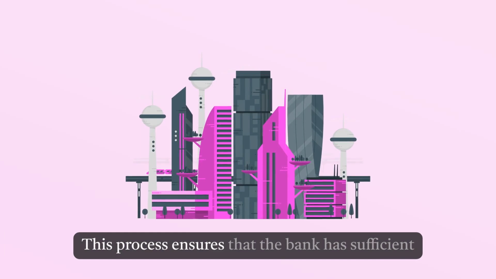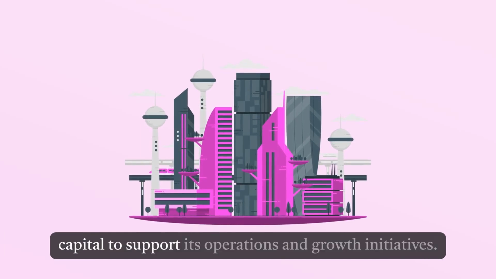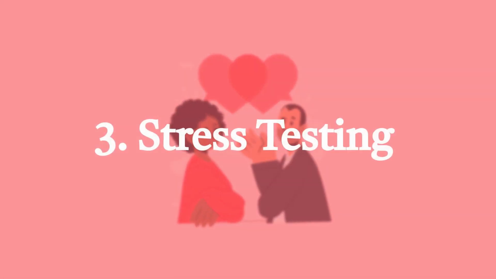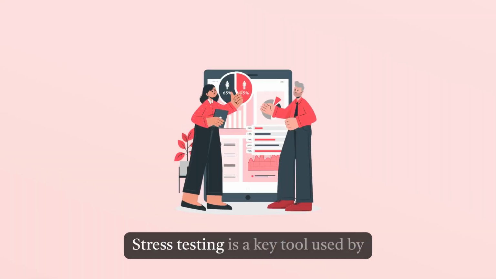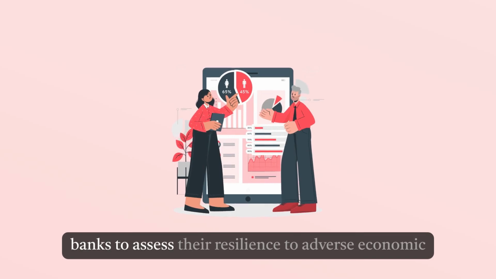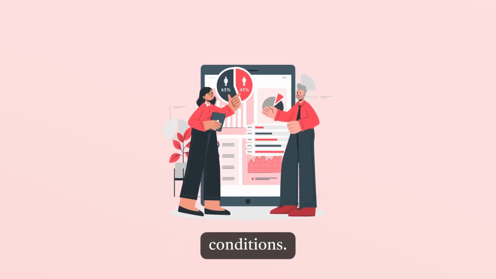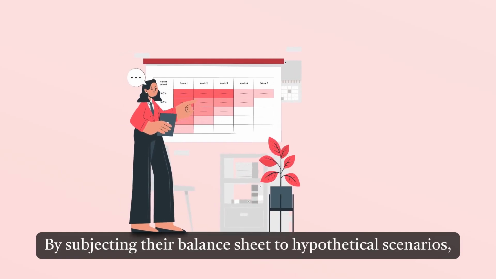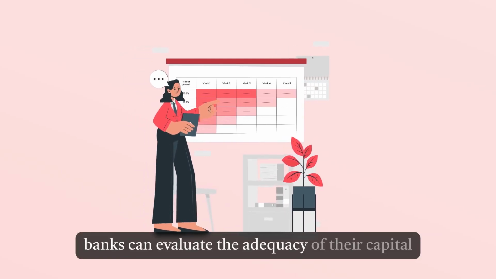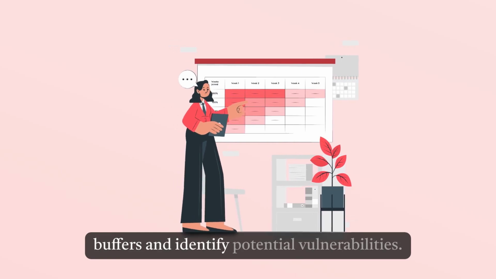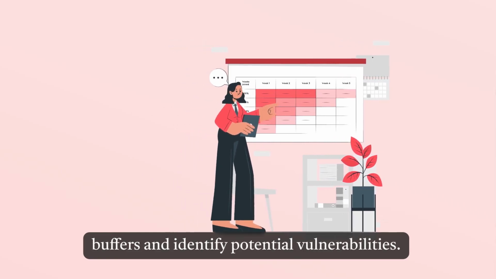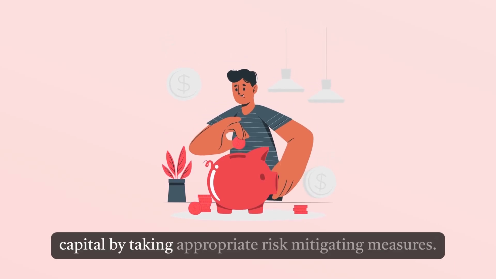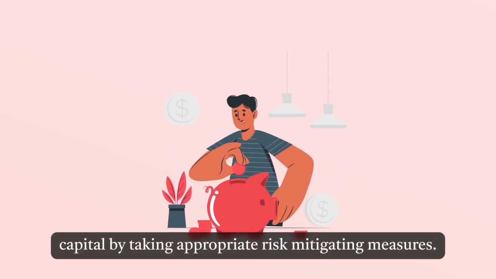This process ensures that the bank has sufficient capital to support its operations and growth initiatives. 3. Stress testing. Stress testing is a key tool used by banks to assess their resilience to adverse economic conditions. By subjecting their balance sheet to hypothetical scenarios, banks can evaluate the adequacy of their capital buffers and identify potential vulnerabilities. Stress testing enables banks to proactively manage their capital by taking appropriate risk mitigating measures.